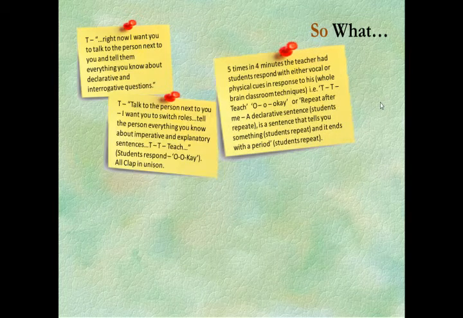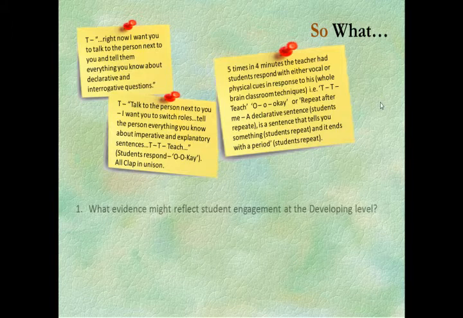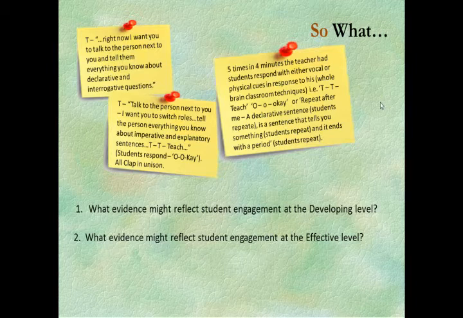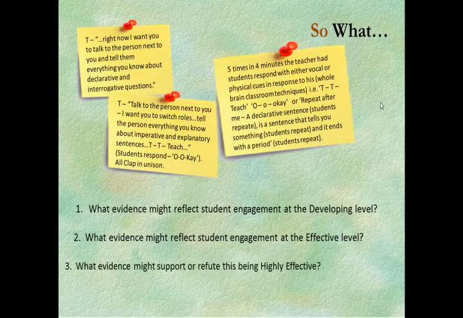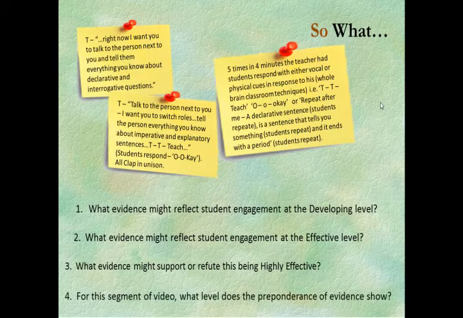When we take a look at those pieces of observable evidence and place them alongside the key words we just noted from the indicator, how might you answer the following questions? What evidence might reflect student engagement at the developing level? What evidence might reflect student engagement at the highly effective level? What evidence might support or refute this being highly effective? For this segment of video, what level does the preponderance of evidence show?